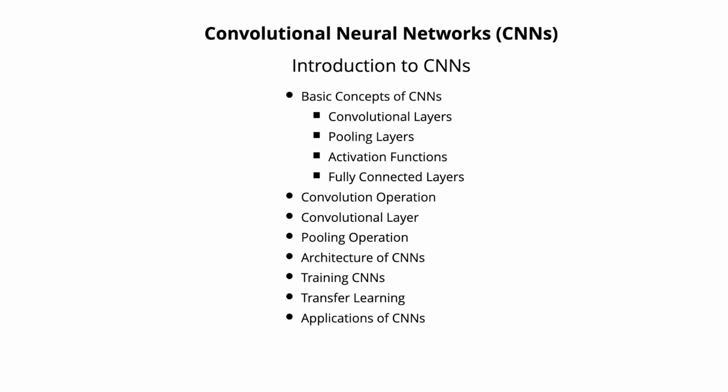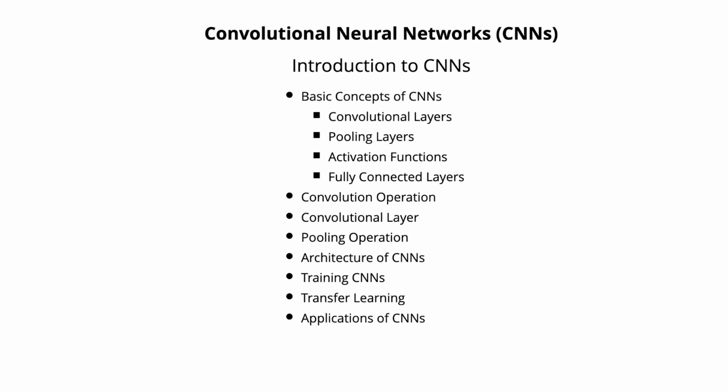Next one is the pooling layers. Pooling layers downsample the feature maps produced by convolutional layers, reducing their spatial dimensions while retaining important information. Common pooling operations include max pooling and average pooling. Activation functions. Non-linear activation functions such as ReLU, rectified linear unit, which we have seen before, are applied after convolutional and pooling layers to introduce non-linearity into the network and enable it to learn complex patterns.